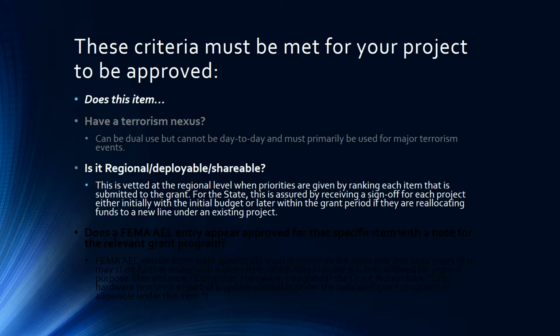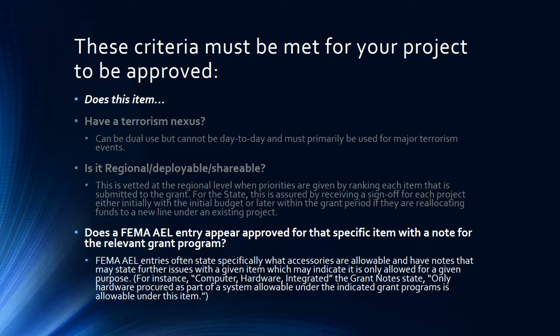Is this item regional, deployable, and shareable? This is vetted at the regional level when priorities are given by ranking each item that is submitted to the grant. For the state, this is assured by receiving a sign-off for each project, either initially with the initial budget or later within the grant period if they are reallocating funds to a new line item.